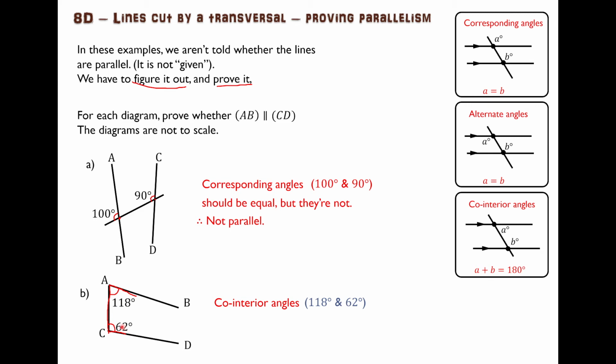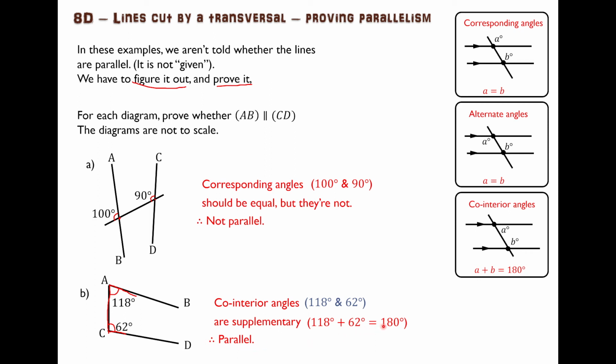If these lines were parallel, if AB was parallel to CD, then they should be supplementary. They should add up to 180 degrees. And in fact, are these supplementary? 118 degrees and 62, do they add up to 180? Yeah, they do. So therefore, it must be parallel. Because if the co-interior angles add up to 180 degrees, then the lines must be parallel.